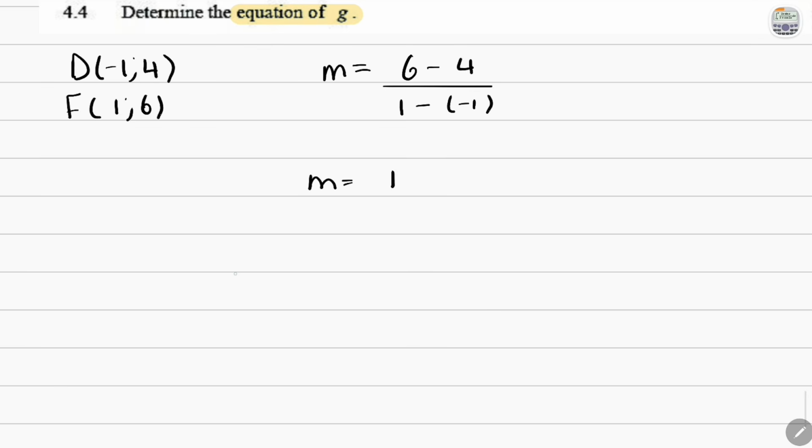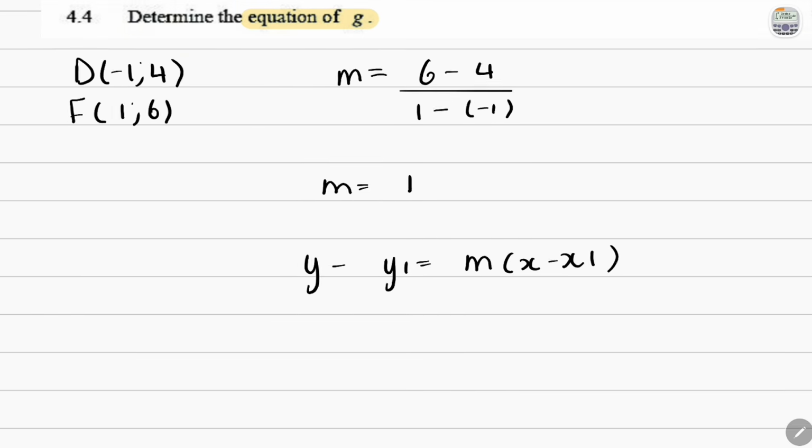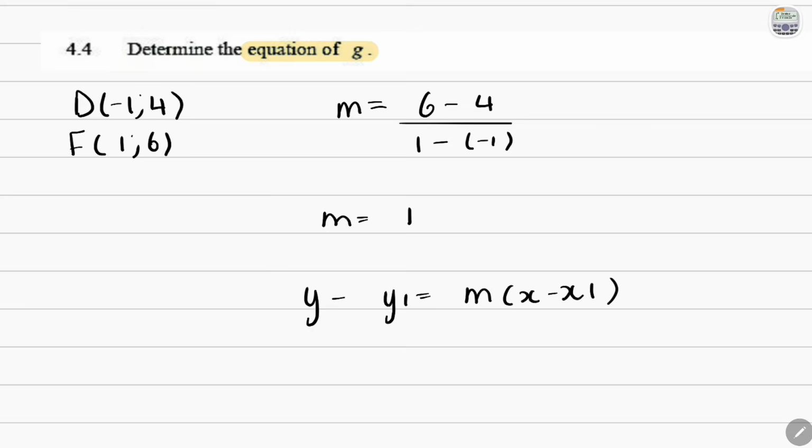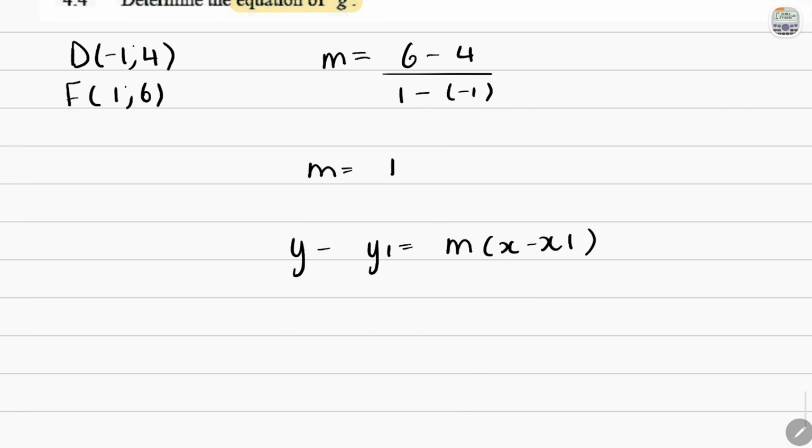And then to find the equation, you can use y equals mx plus c, or you could use this. I'll just use y minus y1 equals our gradient times x minus x1. And so just pick 1 point on this graph of G. I'll take F because everything is positive here, and we substitute it into this equation. So this is x1, this is y1, and we have our gradient.